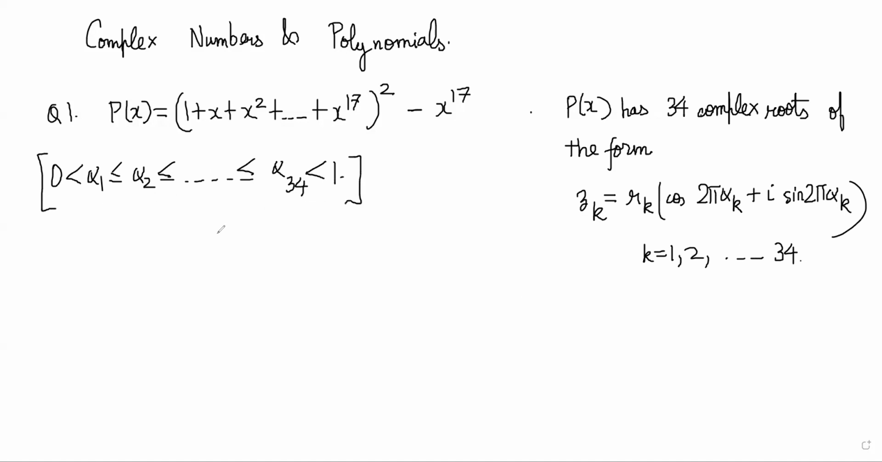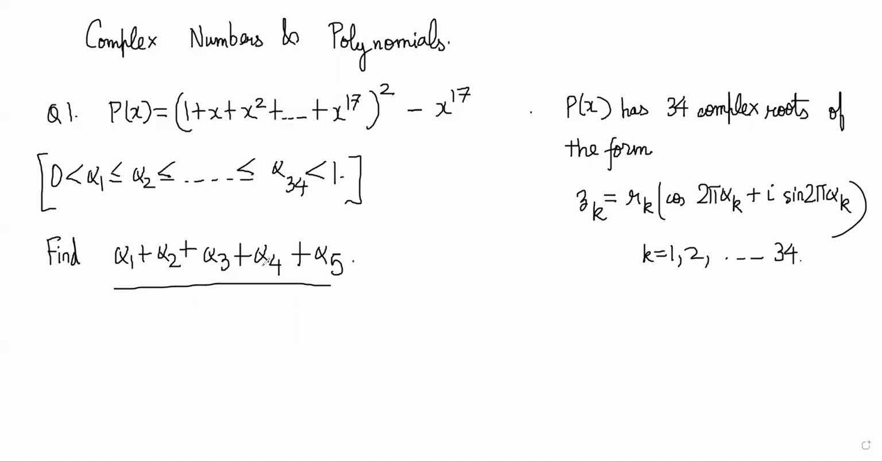So this information is also given. We have to find out the first 5 alphas. Find out alpha 1 plus alpha 2 plus alpha 3 plus alpha 4 plus alpha 5. So basically the first 5 roots and the arguments of those roots we have to find out, and that will give us the sum. Right?